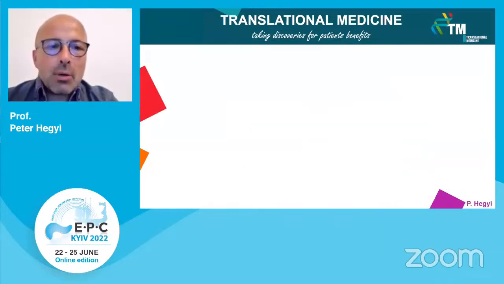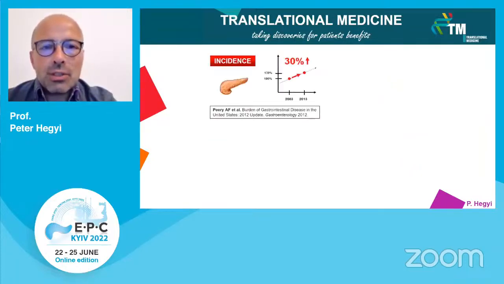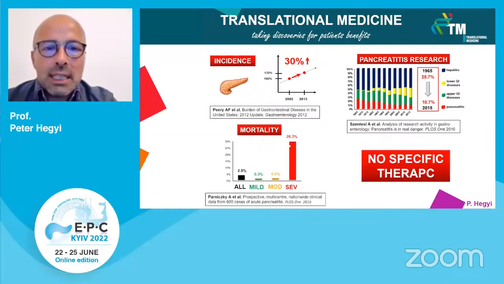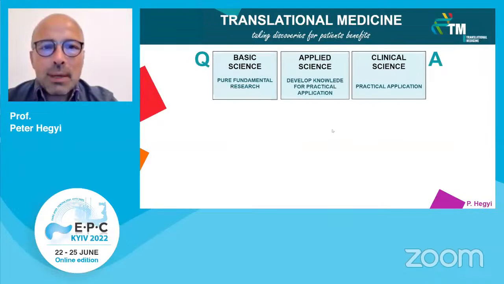So today I will speak about a little translational science from basic science towards the clinical part. But first we must understand the clinical issues of pancreatitis. One thing which is threatening is that the incidence rate of acute pancreatitis is continuously elevating. However, research on pancreatitis is continuously decreasing, and the mortality is still unacceptably high in the severe form of pancreatitis. As you can see on this slide, unfortunately, currently we don't have specific therapy in acute pancreatitis.